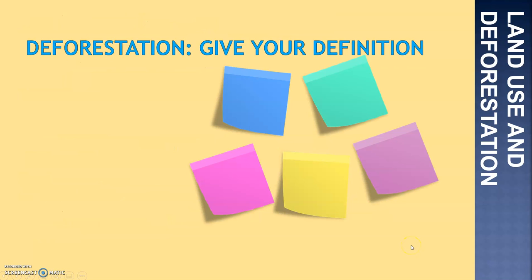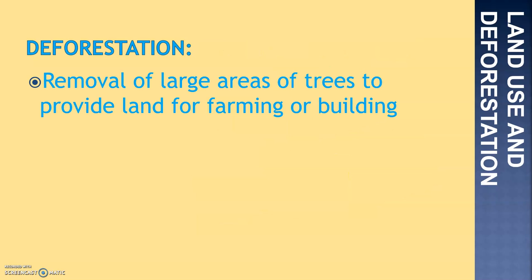Okay, now deforestation. I want you to pause the video and write down what you think deforestation is. Write your definition of it. Now the clue is from the word forestation, and the word de. All right, deforestation. The word deforestation is basically the removal of large areas of trees to provide land for farming or building, just as what we've seen earlier on.